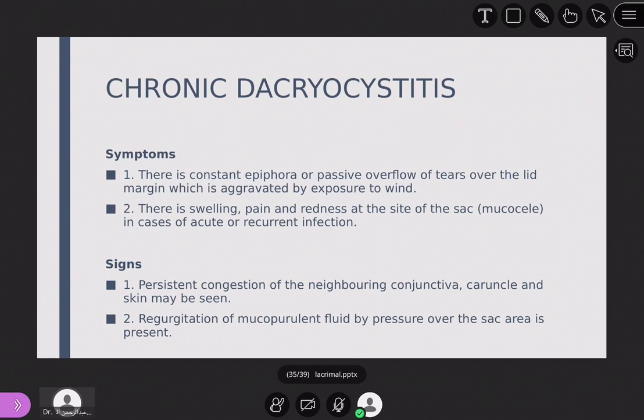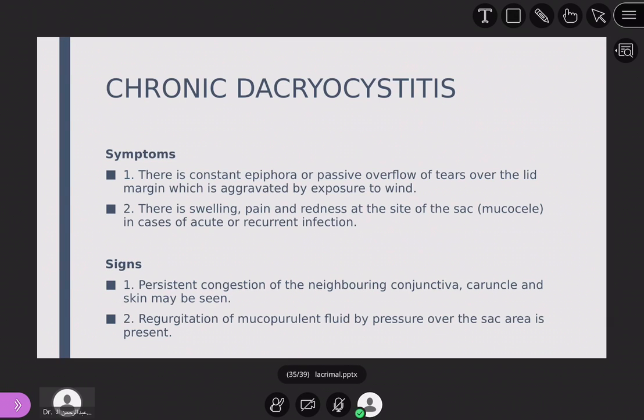So the symptoms of chronic dacryocystitis: there is constant epiphora or passive overflow of tears over the lid margin, which is aggravated by exposure to wind. There is swelling, pain and redness at the site of the sac mucocele in cases of acute or recurrent infection. Signs: persistent congestion of the neighboring conjunctiva, caruncle, and skin may be seen. Regurgitation of mucopurulent fluid over pressure is present.